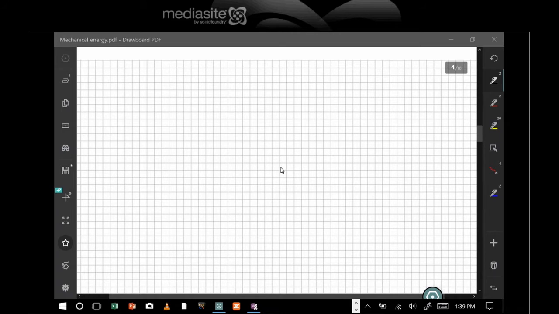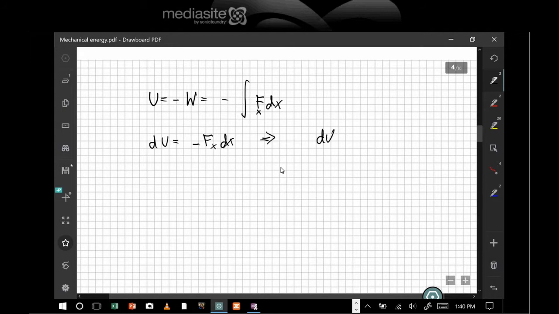Okay. Well, what we can show, remember my integral, U is equal to minus the work done, which is equal to minus F in one dimension, say F dot dx. If I take a differential on both sides, I can see that dU is equal to minus F, we should probably put an x there, F of x dx. So that I can say that dU/dx is equal to minus F_x.